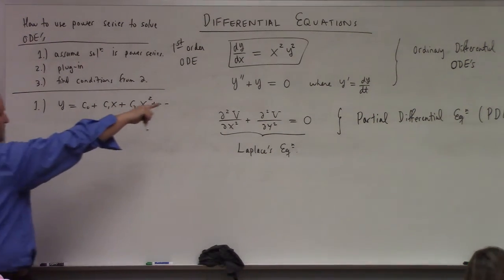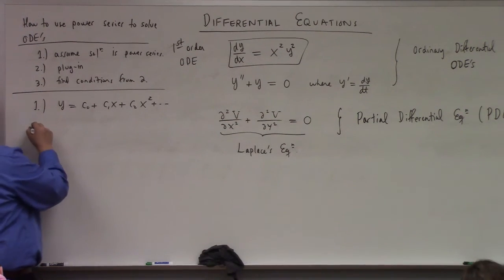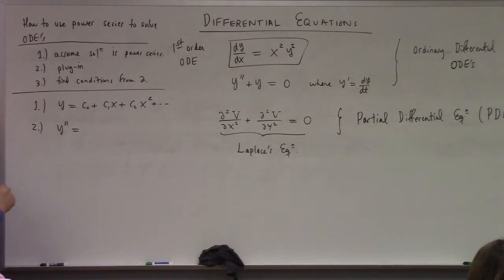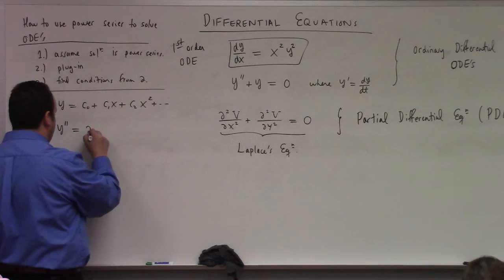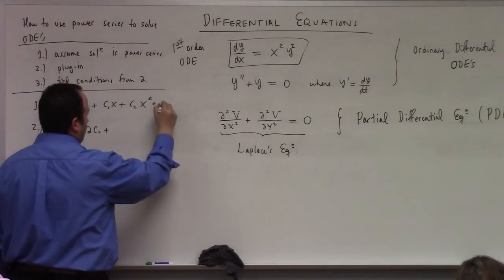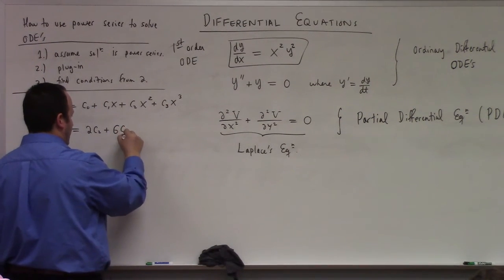Plug it in. I'm going to plug it into y prime prime plus y equals 0, right? So what does it take to plug it in? I need to calculate y prime prime. What's y prime prime equal to? Differentiate term by term, right? What's y prime? It's c1 plus 2c2x plus and so on. So by the time you get to the second derivative, the leading term is 2c2. I guess the next one is what? Just for the sake of you seeing what I'm doing, that would be 6c3x, right?